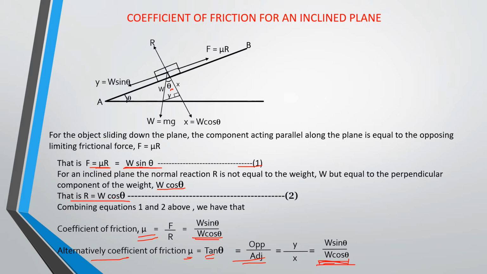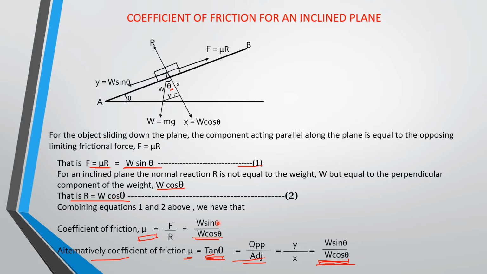You can find it from either the component parallel to the plane all over the component perpendicular to the plane, or by looking for the tan of the angle of inclination. Is that okay? So these are the two basic equations for finding the coefficient of friction for an inclined plane. So right away we're going to apply the equation that we just got to solve some problems.